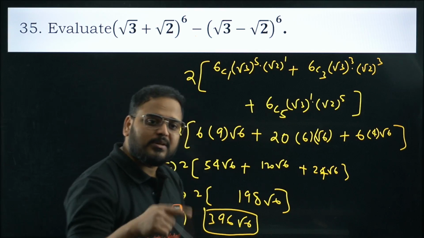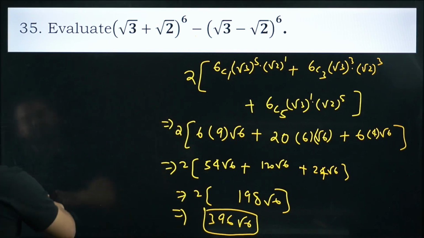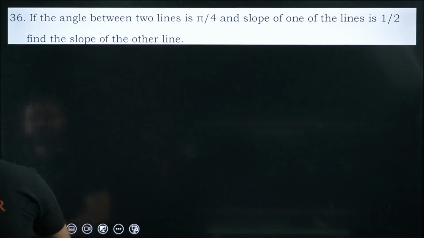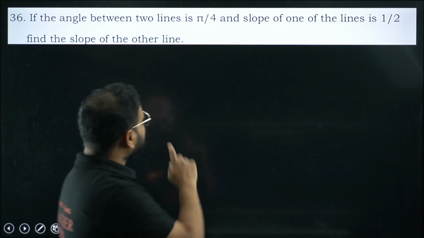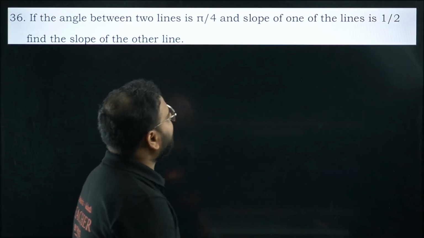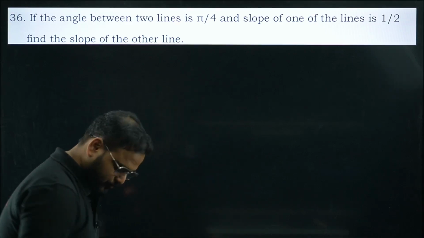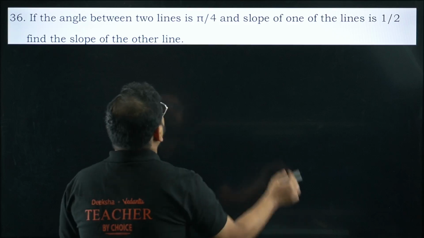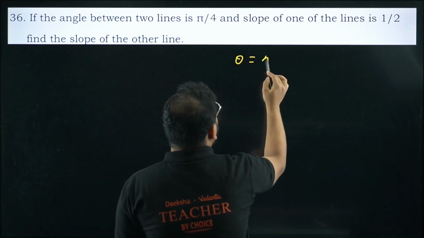Let's move on to question number 36 now. Let's move on to question number 36. If the angle between two lines is pi by 4 and slope of one of the lines is 1 by 2, okay, so they're saying that theta is pi by 4.